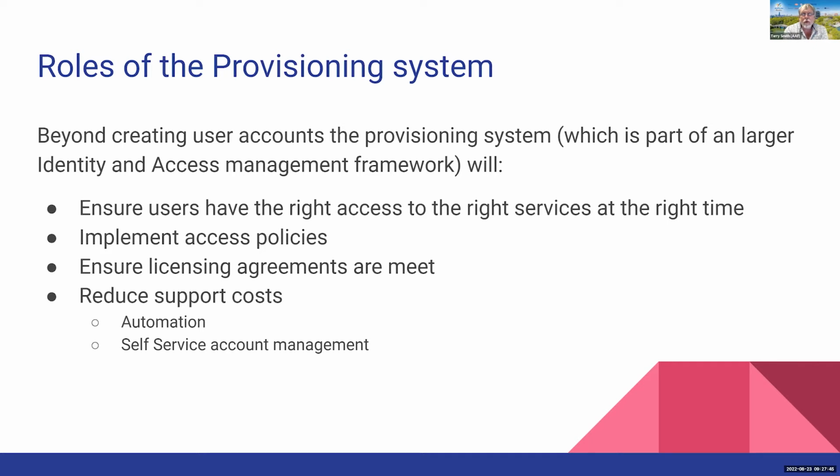So there's a lot of policy work involved in running a provisioning system. It will try and ensure license agreements are met. So if your faculty of law is licensed to access a particular service, then the provisioning system should ensure that only the people in that faculty have that access. And it should reduce the support costs because of automation and self-service account management. You shouldn't be getting too many support tickets at your universities because of issues in the provisioning system.